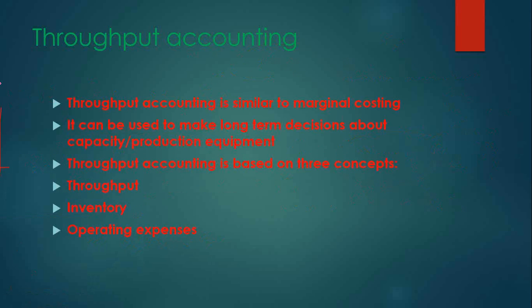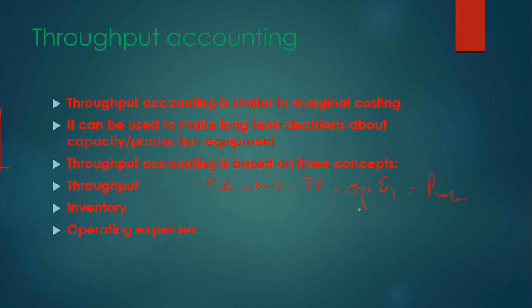So throughput is what we said just now. Throughput is sales minus material cost. Sales minus material cost, that is what we call the throughput. From the throughput, we must remove the operating expenses to arrive at our profit.